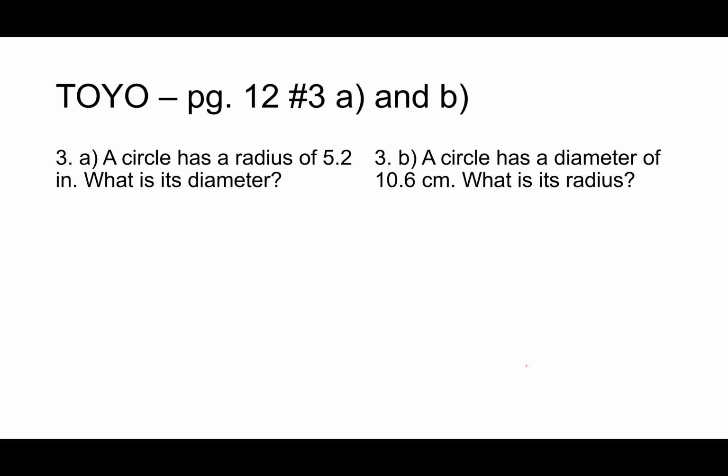All right. Number 3. We're going to get a little practice writing formulas. 3A, a circle has a radius of 5.2 inches. What's its diameter? So let's go ahead and start with the diameter formula. Diameter equals 2R. All right, go ahead and substitute for the next line and then just write your answer. Do the same thing for number 3B.